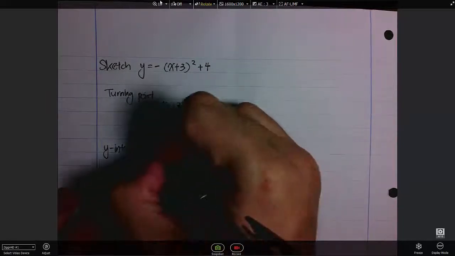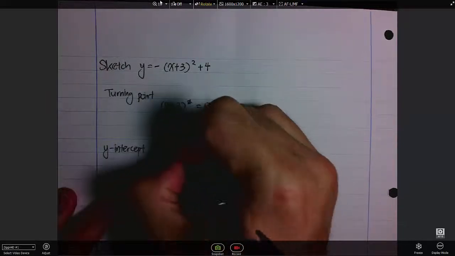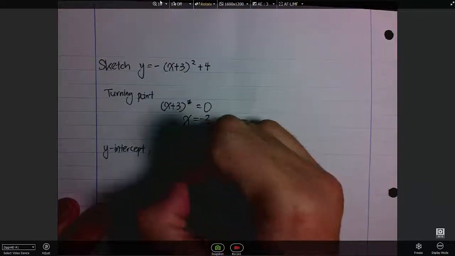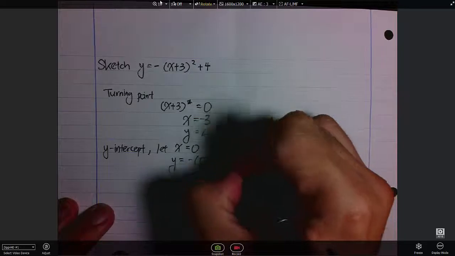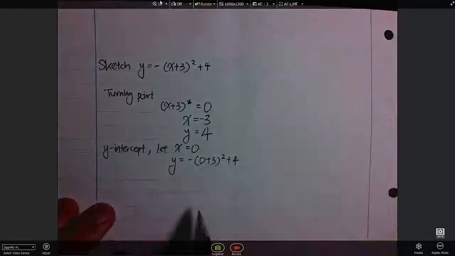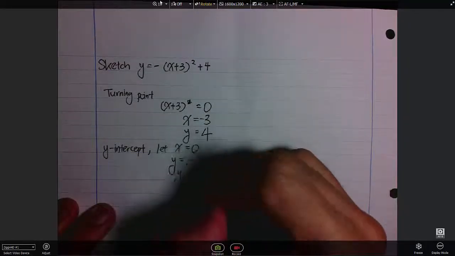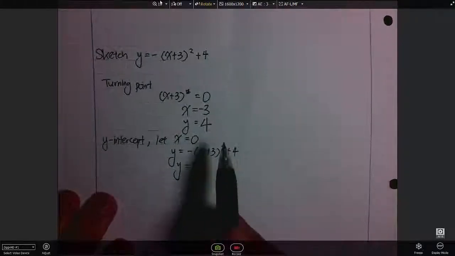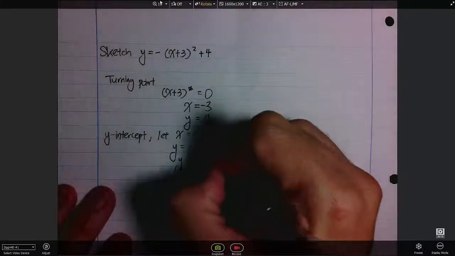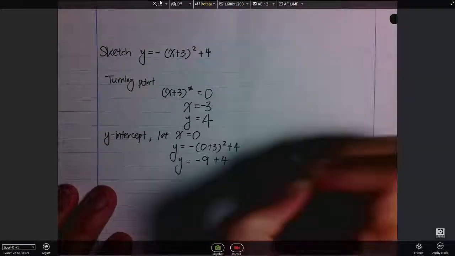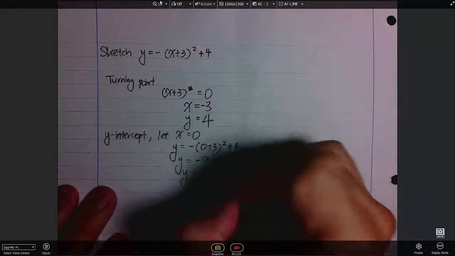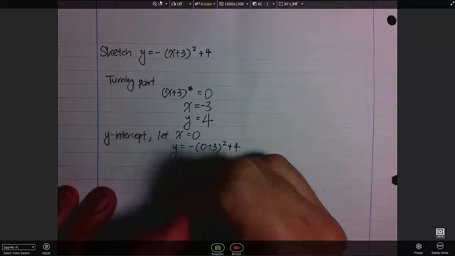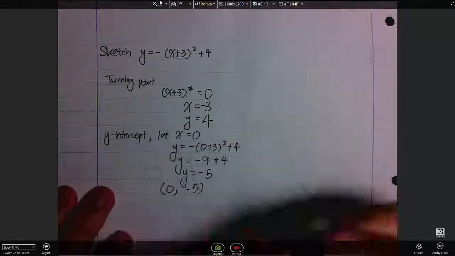Then for my y-intercept, you let your x value be equal to 0. So y is negative (0 plus 3) squared plus 4. In this case, be very careful: negative (0 plus 3) squared gives me negative 9, plus 4. My y value is negative 5. So my y-intercept is 0, negative 5.